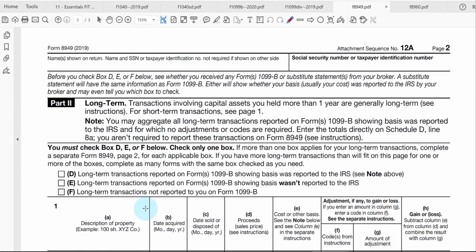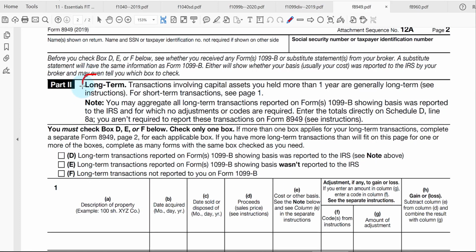Let's take a look at the backside. Again, the backside is just for long-term sales. And if you check off this box D, that means the sales price and the cost basis were reported to the IRS. If you check off E, items on this page would show the sales price but no basis going to the IRS. Although you still claim the cost basis to deduct it on the tax return, it wasn't reported to the IRS on a Form 1099-B.